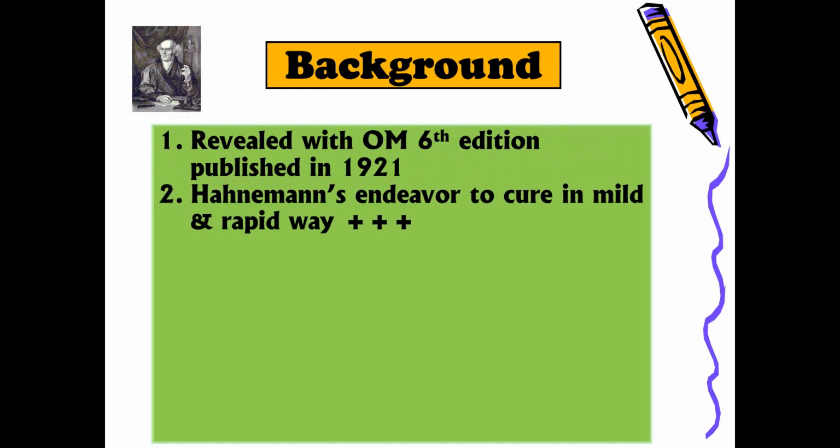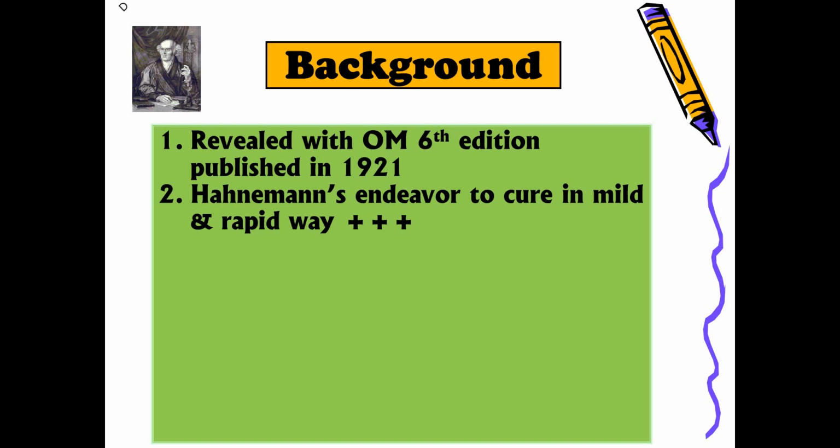Then Hahnemann's effort always was to cure in a mild and rapid way. Whatever changes, 1st edition, 2nd edition, 3rd edition, 4th edition, he kept on making changes. Now he was not making changes only for the sake of selling editions, because in those days people were of a different caliber, people were of a different type. If some new revelation is there, then that should be published.